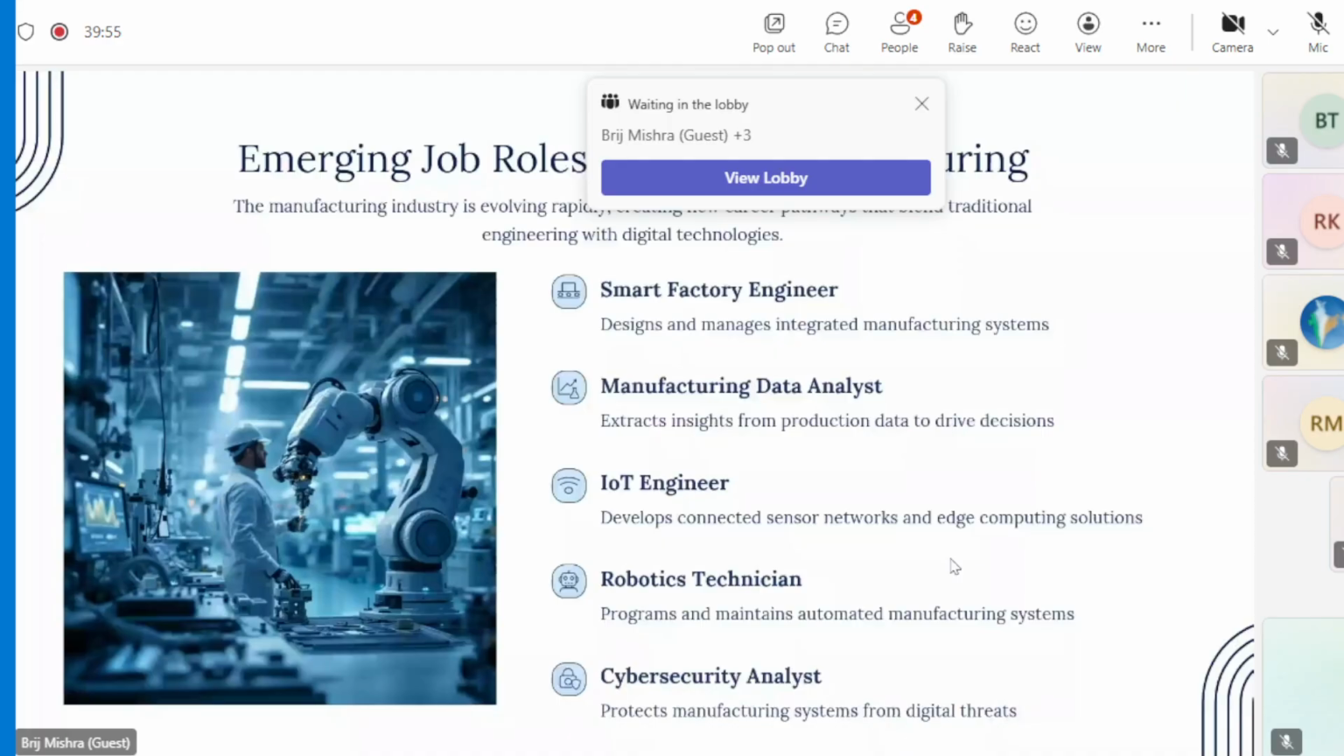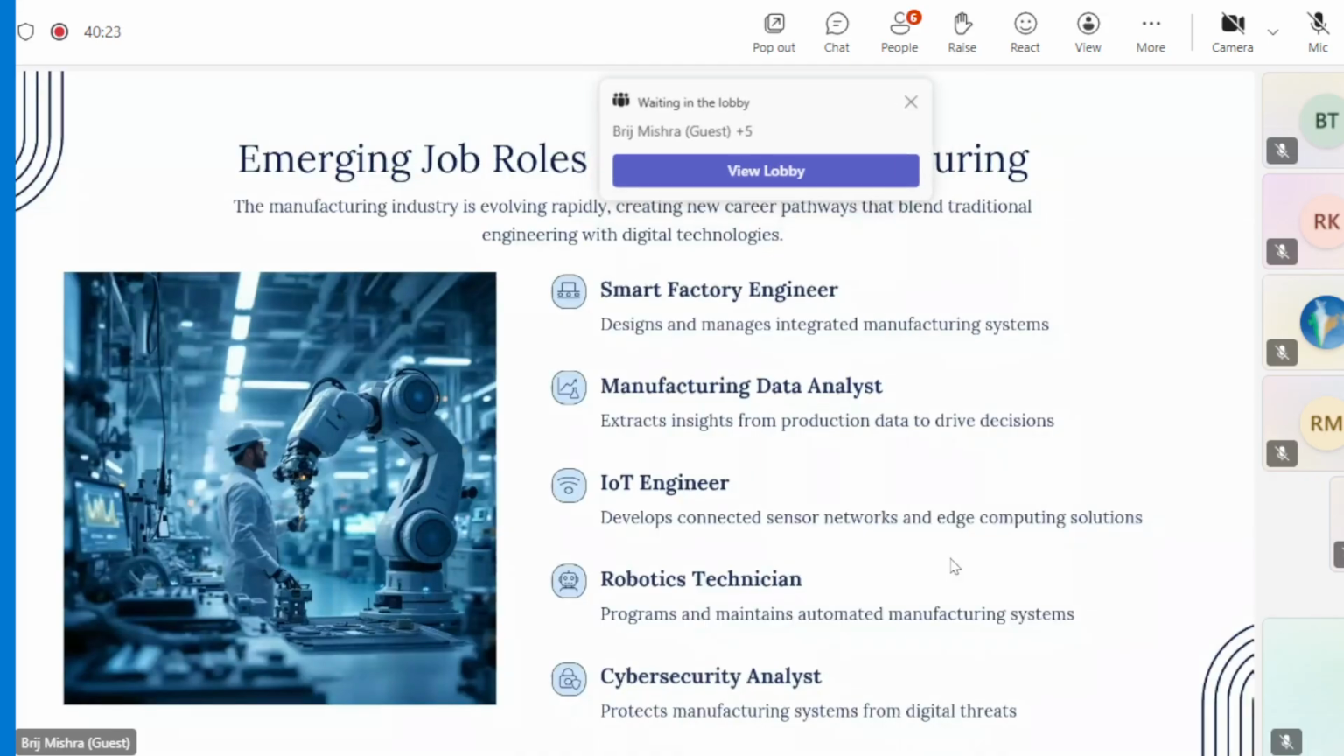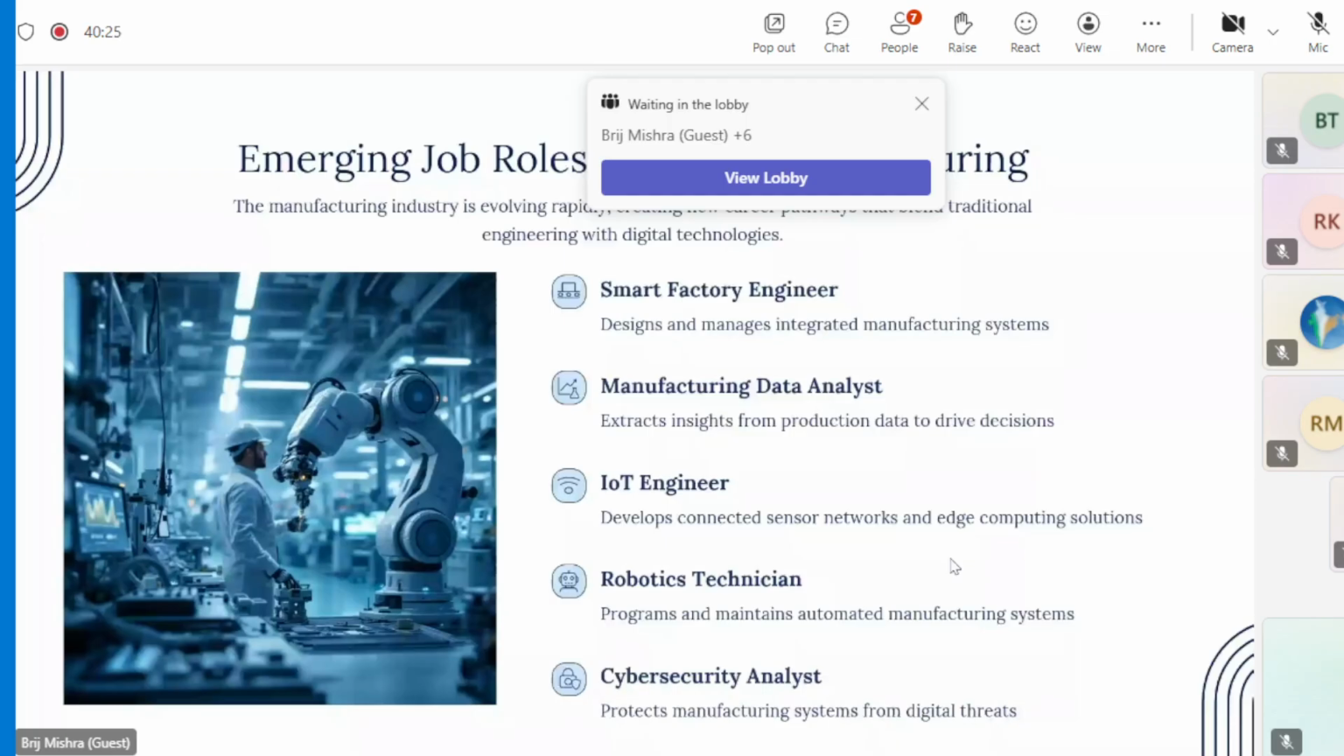Obviously, in the field of data analytics, IoT, robotics technician, or cyber security analyst, these are really important, and there is a huge demand in the manufacturing sector. So if we can create such a workforce, I don't see any reason that our students, even when they are in the institution, even in the final year, will not be placed.